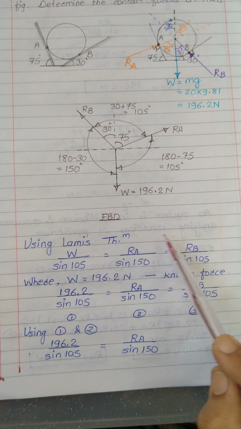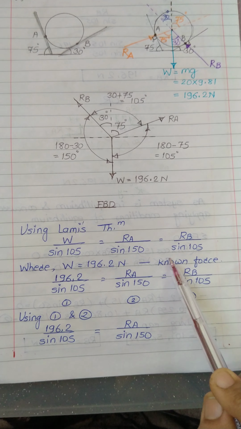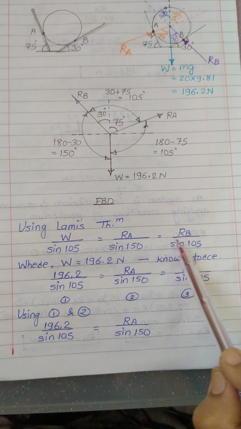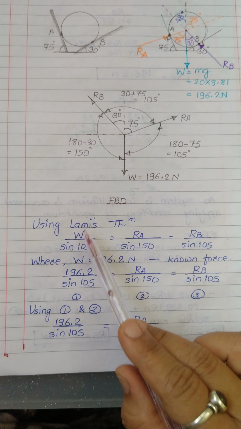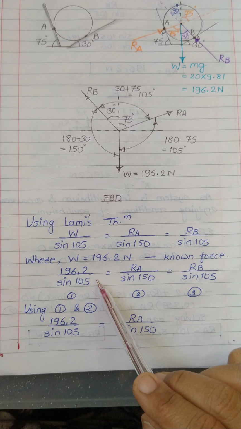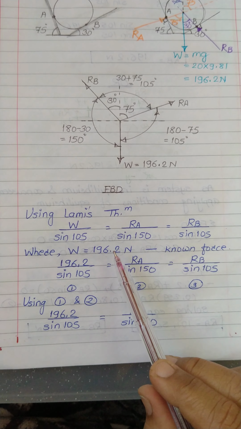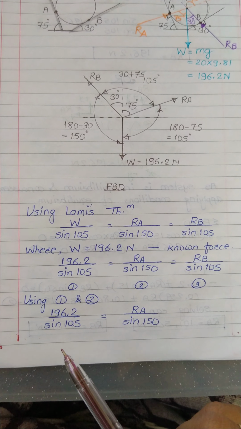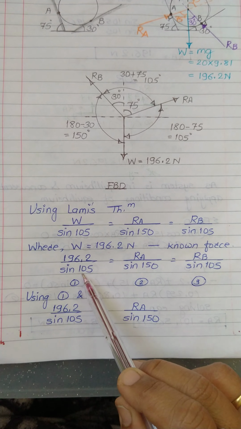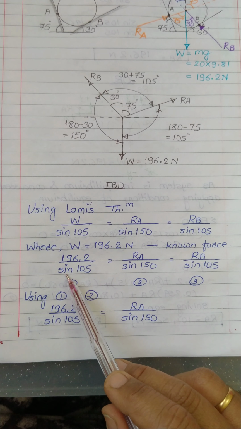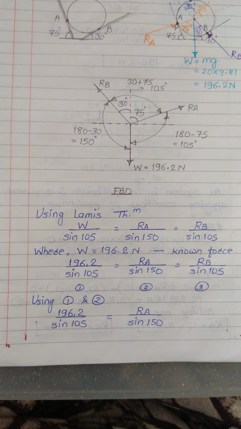Now we have three terms. We know the value of W, which is 196.2 Newton, a known force. All angles are known and one force is known, so we can calculate the remaining two values. Put the value of W and you will get this equation. Consider these terms as 1, 2, 3. By using calculators you can calculate the answers directly, or if you don't know how, use terms 1 and 2 and go for cross multiplication. So 196.2 upon sine 105 equals RA upon sine 150.